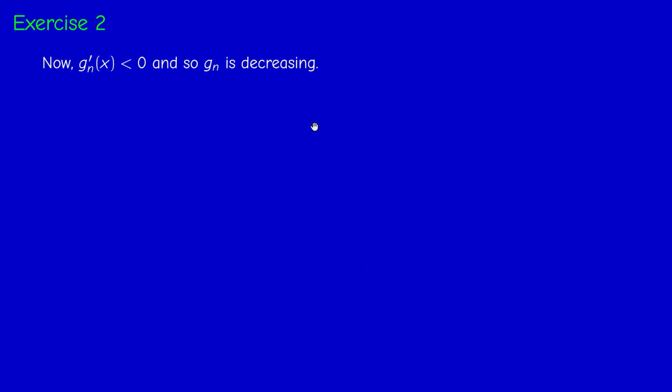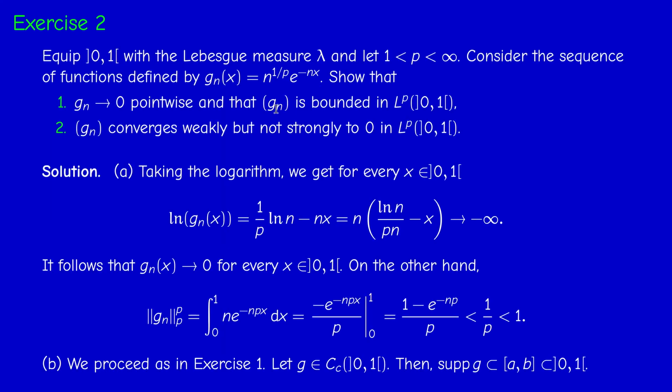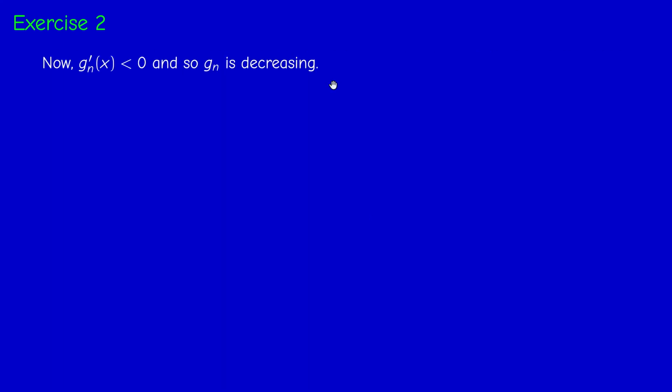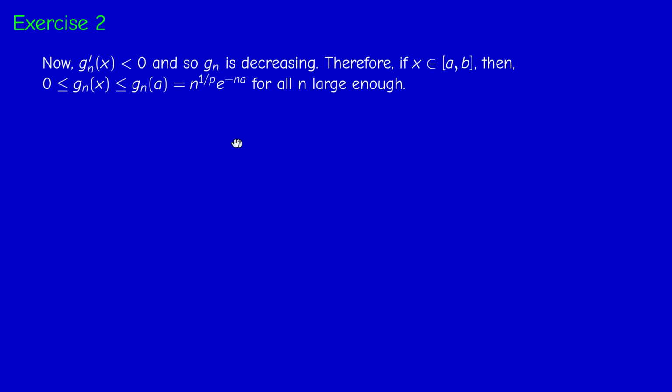You'll see that when you differentiate g_n, you get something negative, because this is a constant, and then you get minus n. So it's minus n times n to the 1 over p e to the minus nx. So it's negative, and therefore g_n is decreasing.